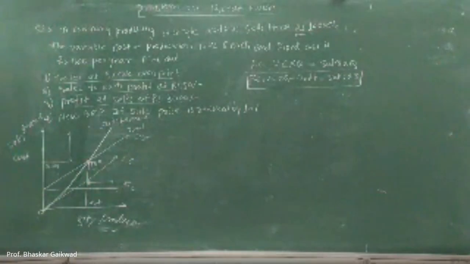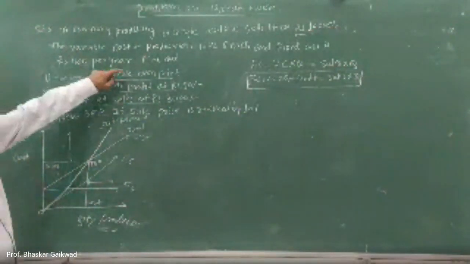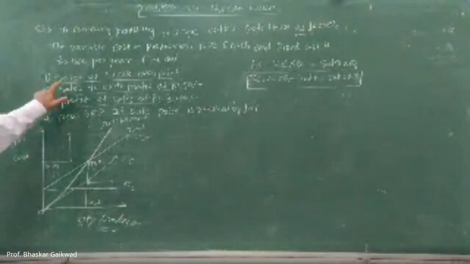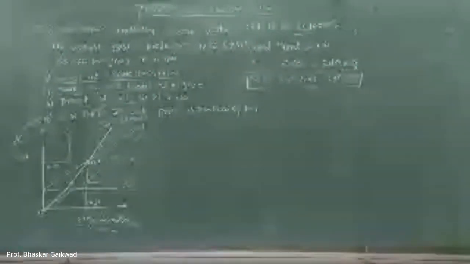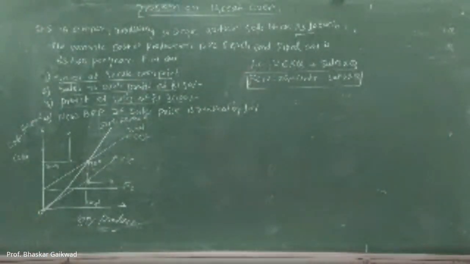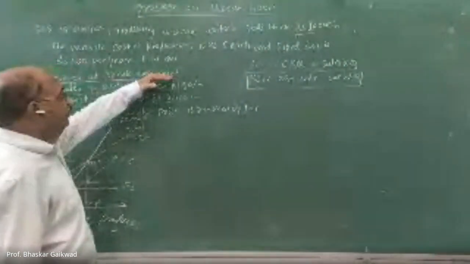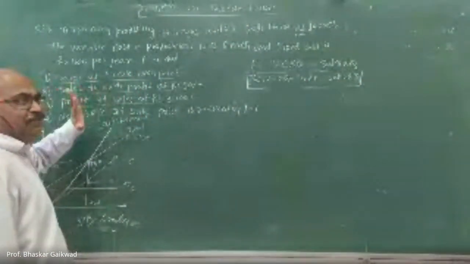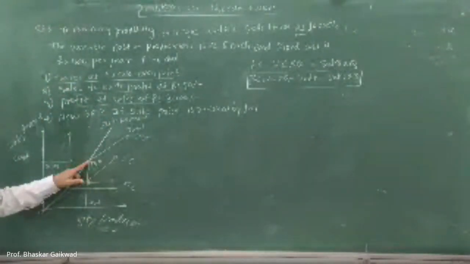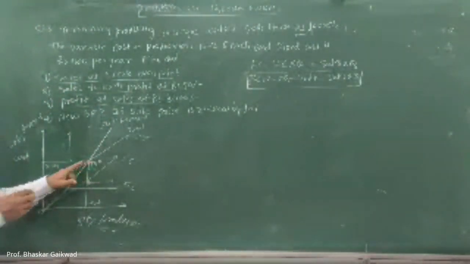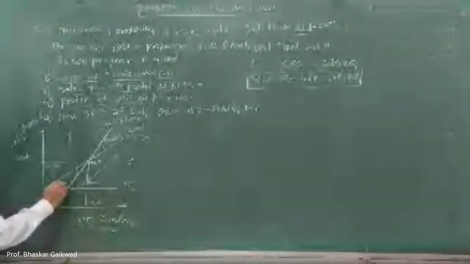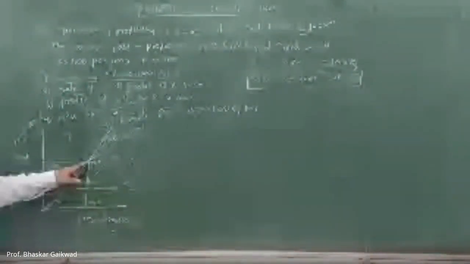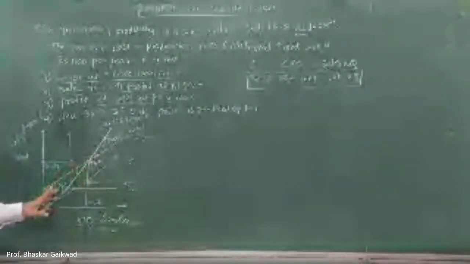Now our numerical problems. What is our first point? Sales at break-even point. How to decide the sales at break-even point? Very simple. They have not asked for any profit here. Sales at break-even point means at this point, no profit, no loss. Above this, profit, and below this, loss will be there.